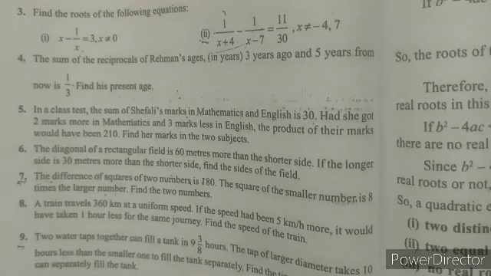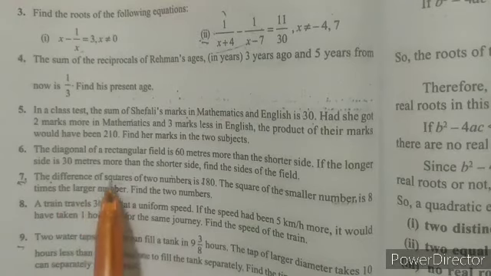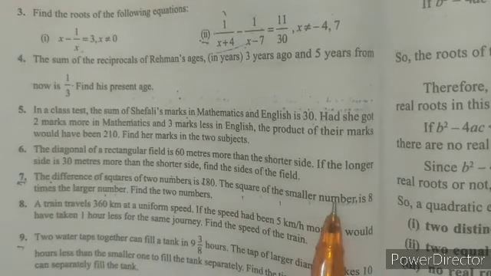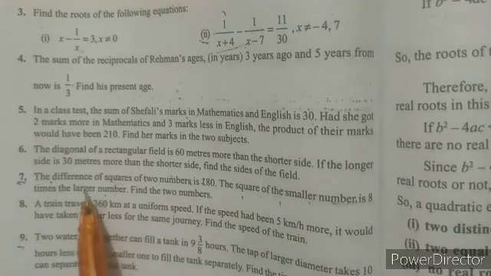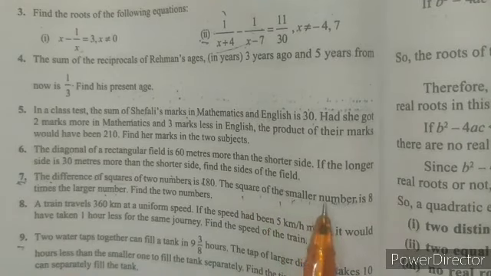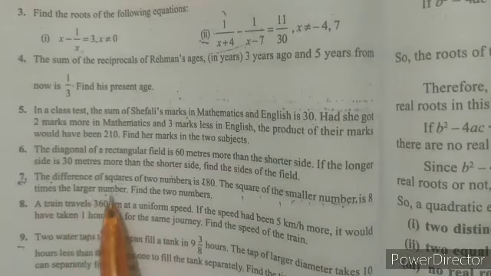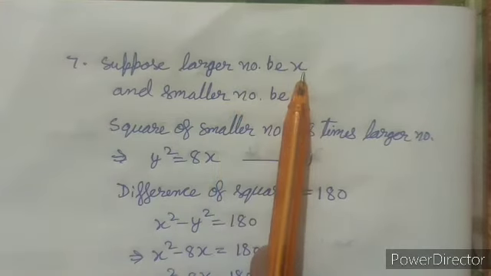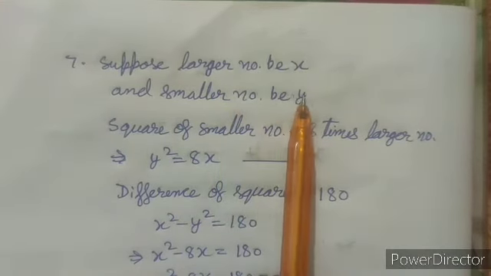I am doing question number 7. The difference of the squares of two numbers is 180. The square of the smaller number is 8 times the larger number. Find the two numbers. Now here I have taken the larger number as x and the smaller number as y.